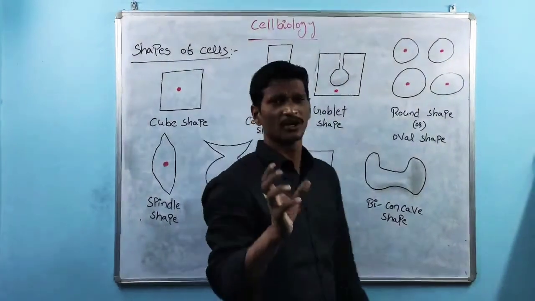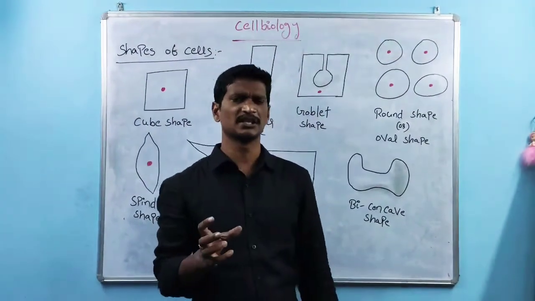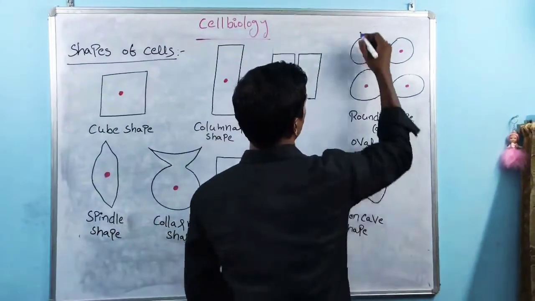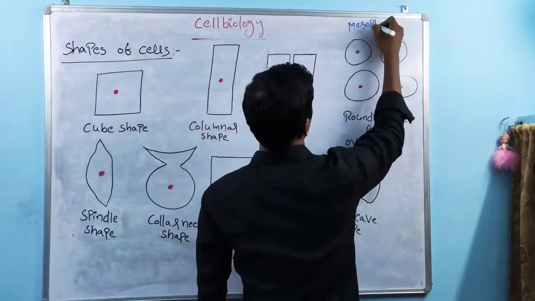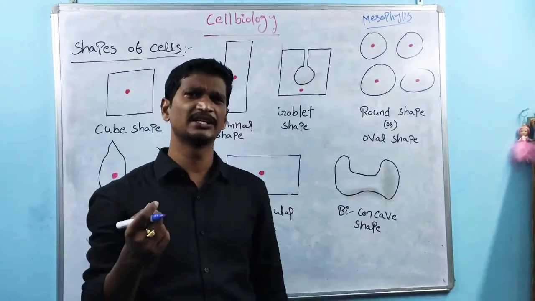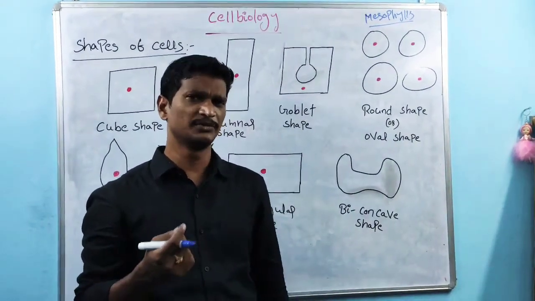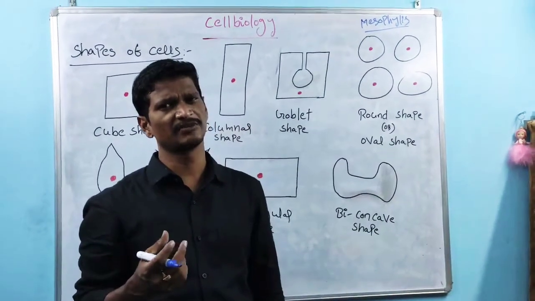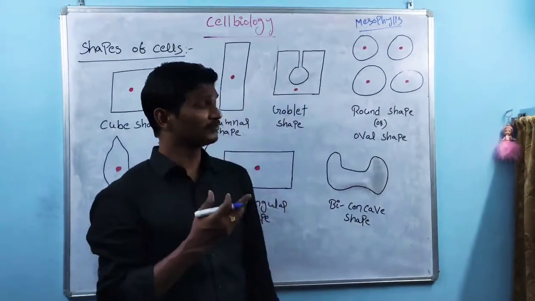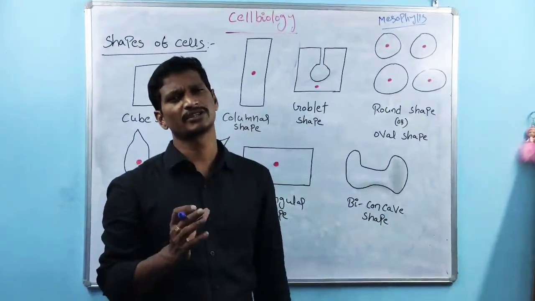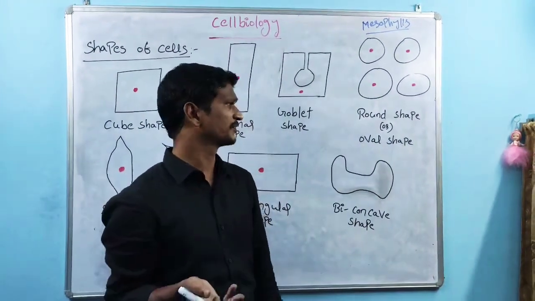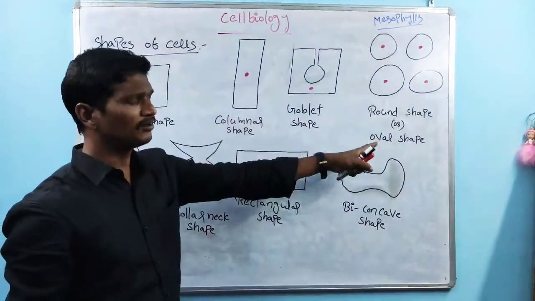And some of the cells are round shaped or oval shaped. Here the best example is mesophyll cells. Plant leaves contain mesophyll cells. Some of the mesophyll cells have a round shape and some have an oval shape, right? Not only the mesophyll cells, the cells in the cortex also have a round or oval shape. That is about round or oval shaped cells.